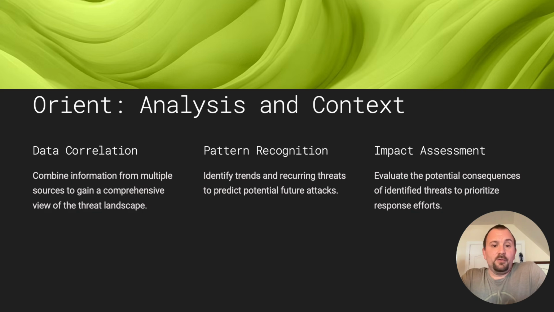Once we gather the data, we move into the orient phase. This is where we analyze and contextualize it. Key activities here include data correlation, which combines insights from multiple sources to create a holistic view. Then we have pattern recognition. This will help us identify trends and the reoccurring threats to predict what might come next. Next, we have our impact analysis or assessment. This is where we evaluate the potential consequences of these threats.